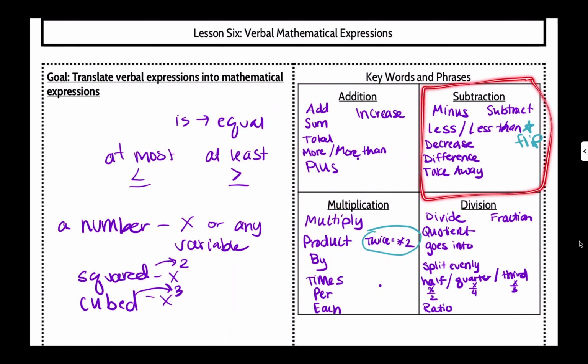For subtraction, we have minus, subtract, less, less than. For less than, put a little star, okay? It means to flip, and I'll explain that as we go to examples. Decrease, difference, take away. For multiplication, we have multiply, product, by, times, per, each, and for twice, that means times 2. Division, we have divide, quotient, goes into, split evenly, half, quarter, third, ratio, or anything about fractions.